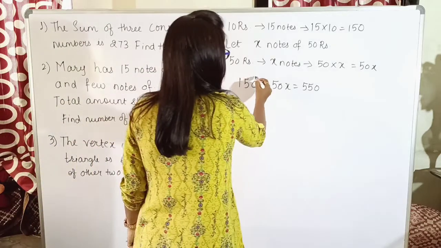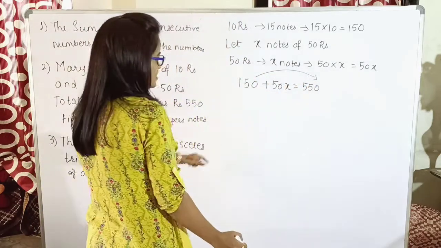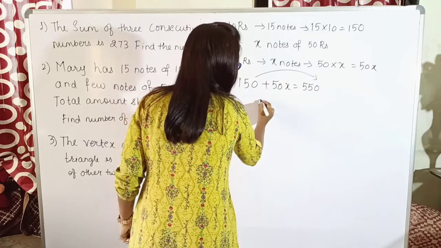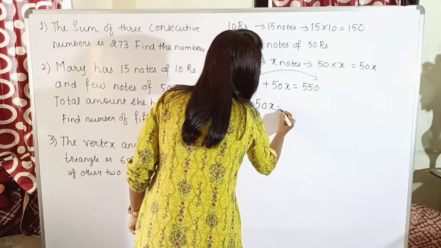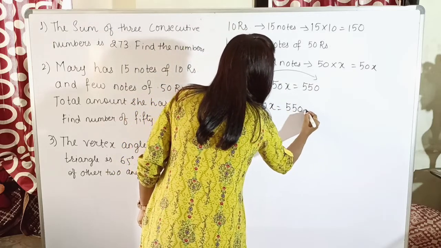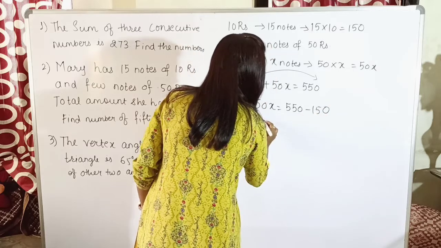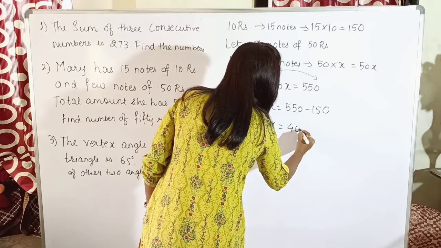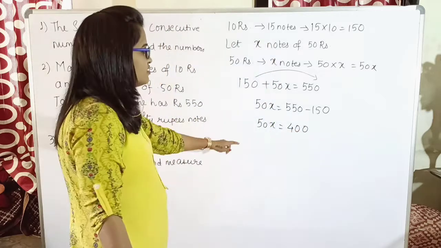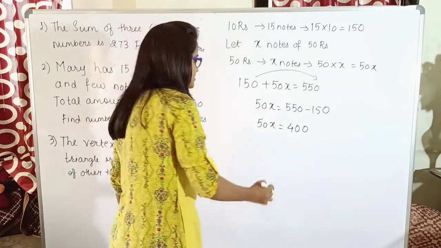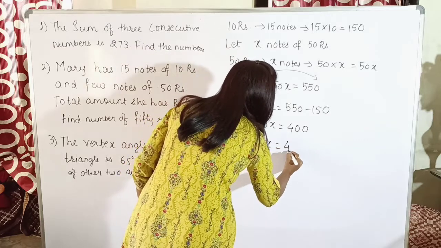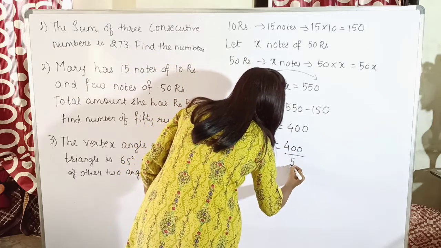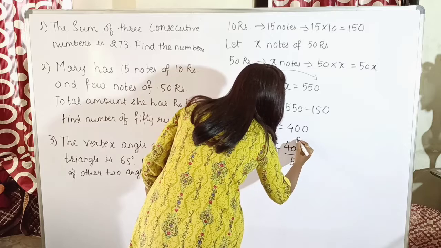Now let us solve. Transposing, after going to that side, here it is in addition, after going to that side it will go in subtraction. So which means 550 minus 150. So 50x equal to what is 550 minus 150? It is 400. Again this 50, here it is in multiplication, after going to that side it will go in division. So which means 400 by 50, which gives me 8.